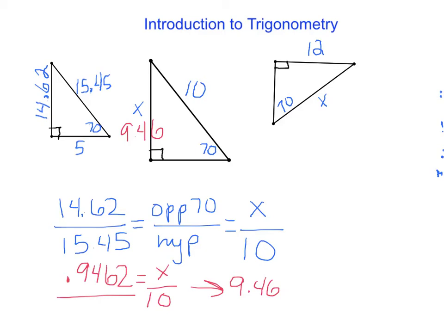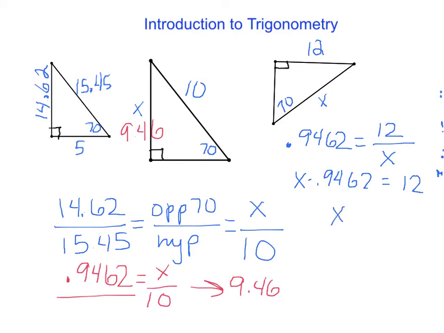So anyway, I know that this relationship, opposite over hypotenuse, is equal to 0.9462. So that is equal to the opposite 12 over the hypotenuse. When I go ahead to solve this, I'm going to have x times 0.9462 is equal to 12, right? Make sure you understand what that means. And then to solve it, I'm going to do 12 divided by 0.9462, obviously my calculator, and I'm going to get 12.68. Okay, so that means this length here is 12.68.